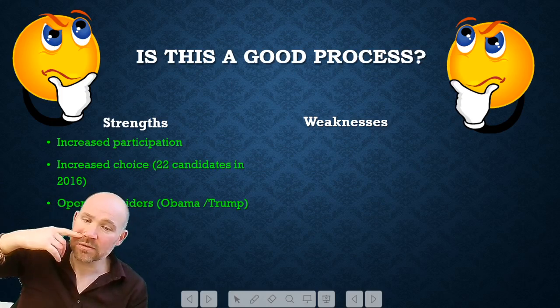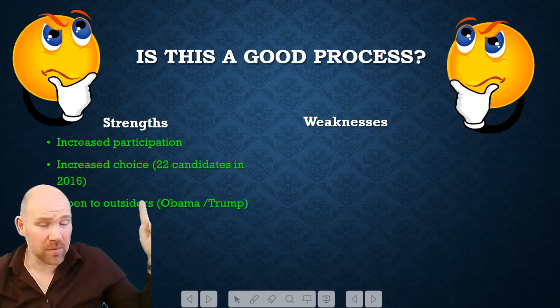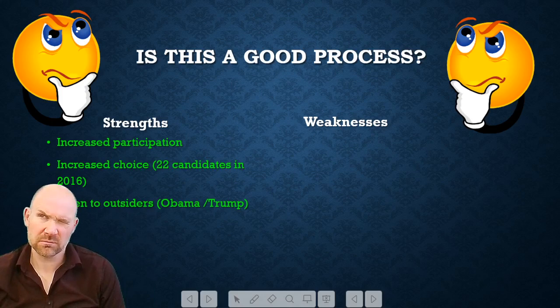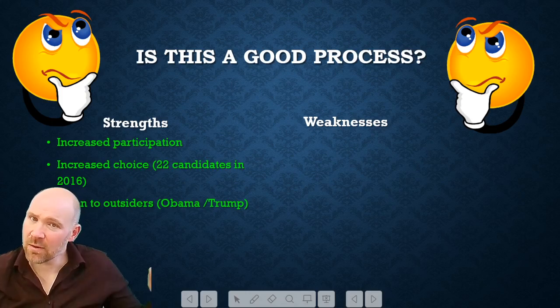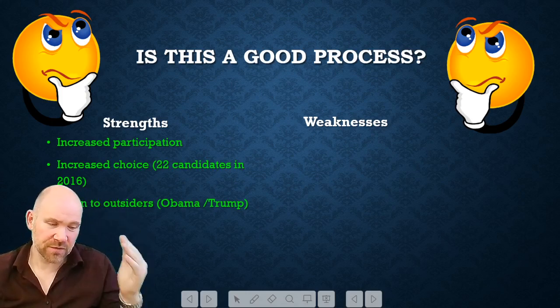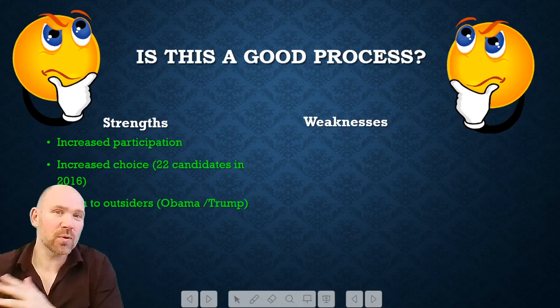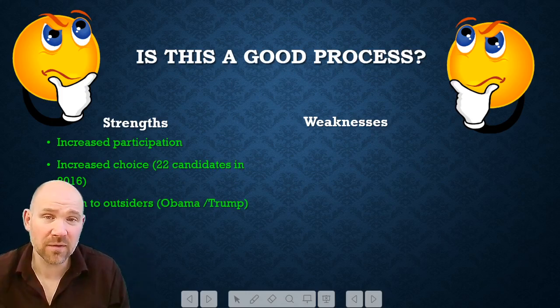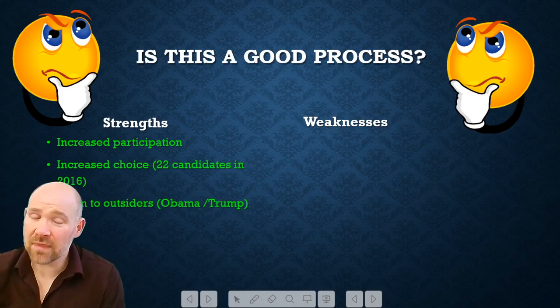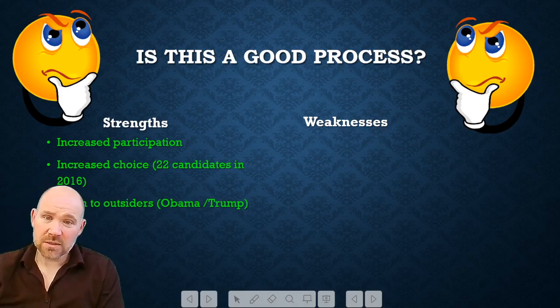And this allows outsiders like Barack Obama, who was not seen as a potential candidate really before 2006, when he started to make his name. It allowed him to shoot into the picture very, very quickly. And of course, Donald Trump, who has never held elected office in his life, to become firstly the Republican candidate and then the Republican president.